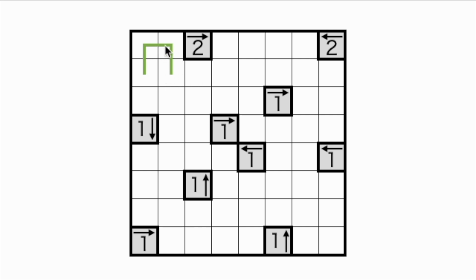While we're talking about that, we have a loop deduction we can make here. This endpoint can't possibly go east because it would close the loop too early. So it's going to have to go south, then east, and this can't go south for the same reason, so it's going to have to go east.